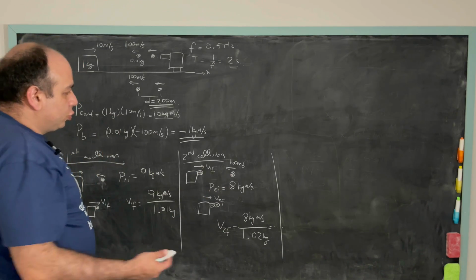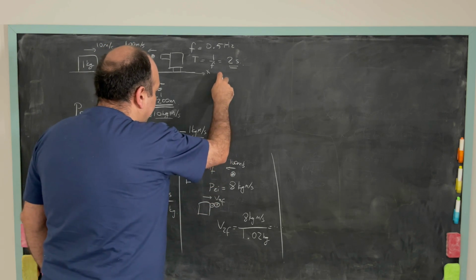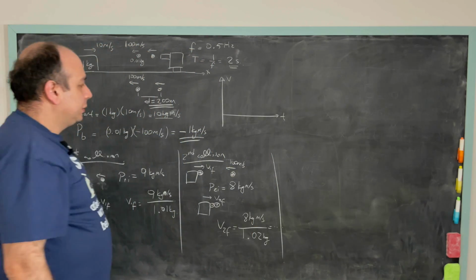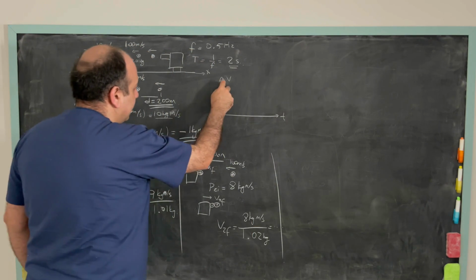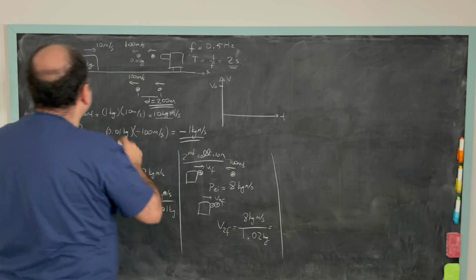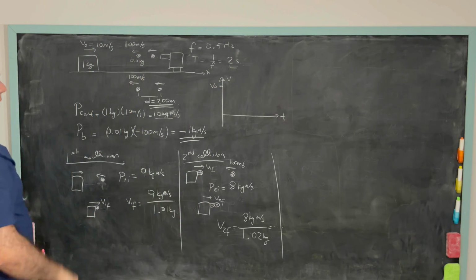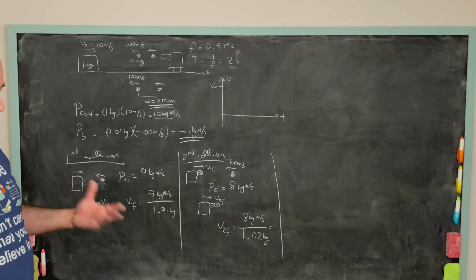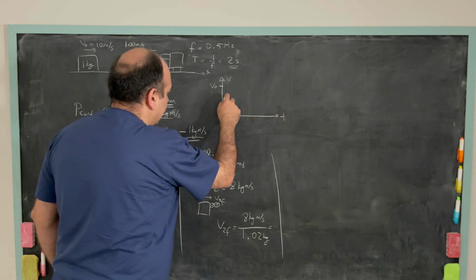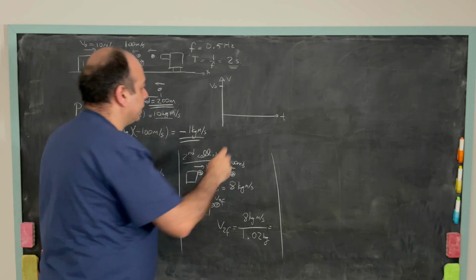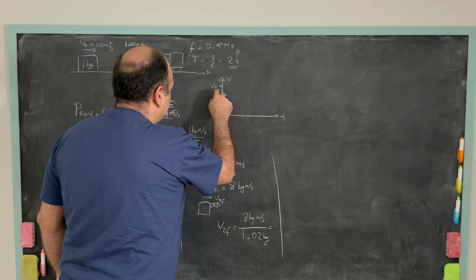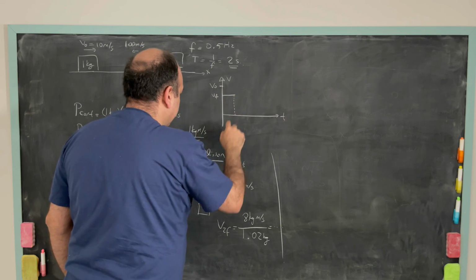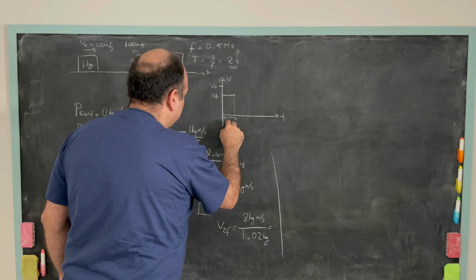Now what I need to do is plot a V versus time graph. Initially, I'll have some speed V0, 10 meters per second. Since the collisions are instantaneous, I'm going to start my time after the first collision. So this is going to be V1 final, just like that. This is delta T1.